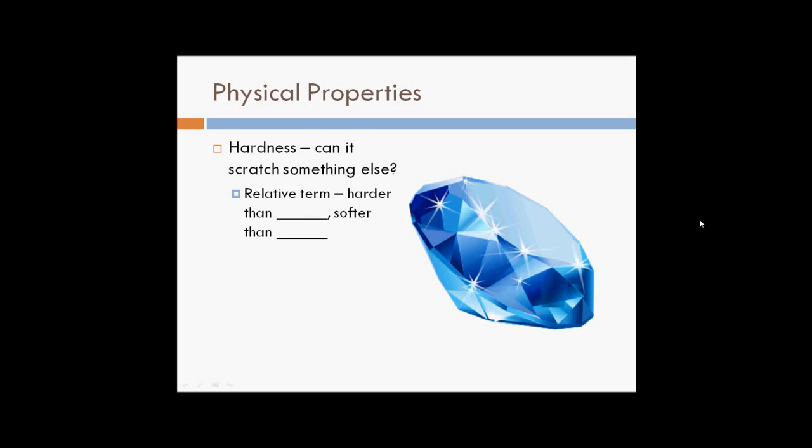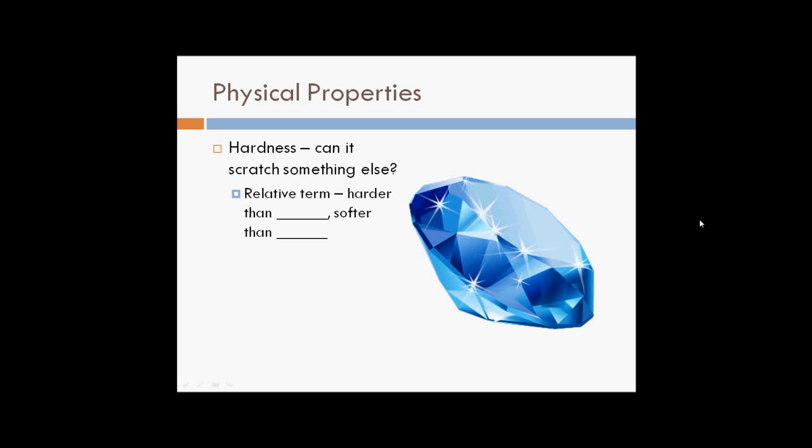Next we have hardness. Can it scratch something else? This is a relative term. Something can be harder than X but softer than Y. Think about it this way. Metal is harder than wood, right? If you have a screwdriver, you can scratch wood with the screwdriver. But metal is softer than a diamond. If you have a diamond, you can scratch the metal screwdriver with the diamond.